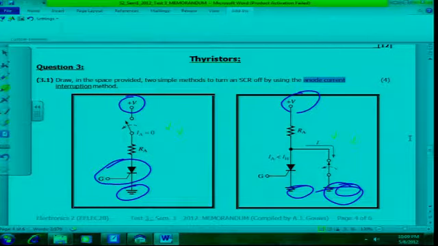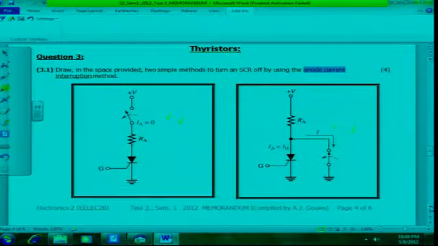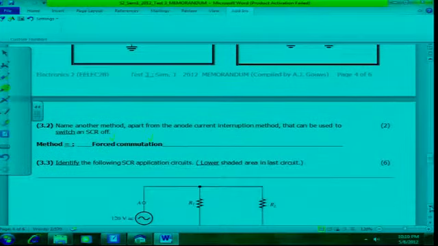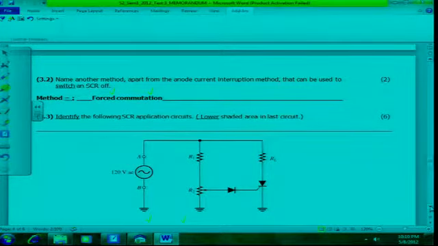And now the SCR is bypassed by a switch to momentarily bypass the anode current, so the anode current then becomes lower than the holding current. 2 marks each, 4 marks all in all. Alright, 3.2. Then I asked you to name another method, because I asked you previously to draw the 2 methods for anode current interruption. So what is the other, apart from the anode current interruption? And of course, it is forced commutation.